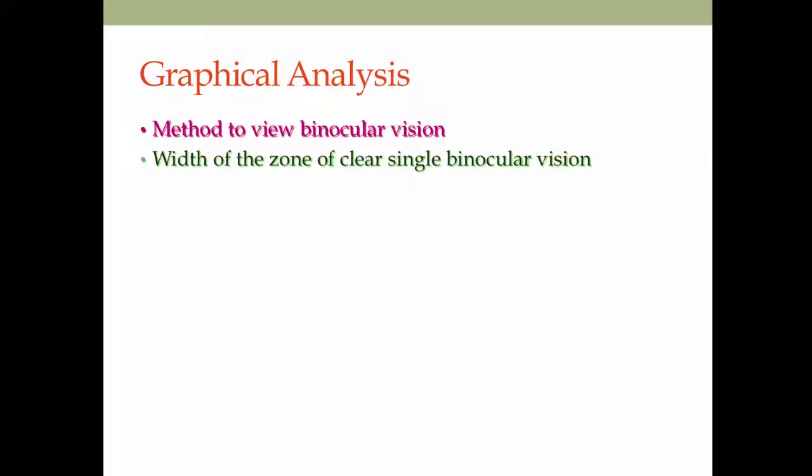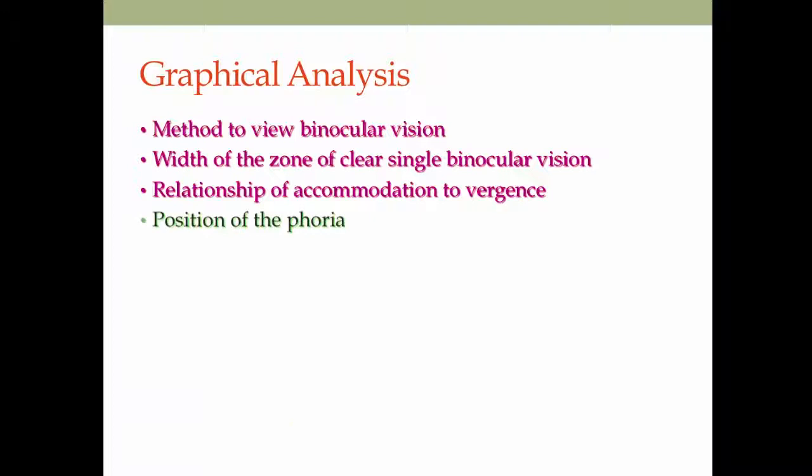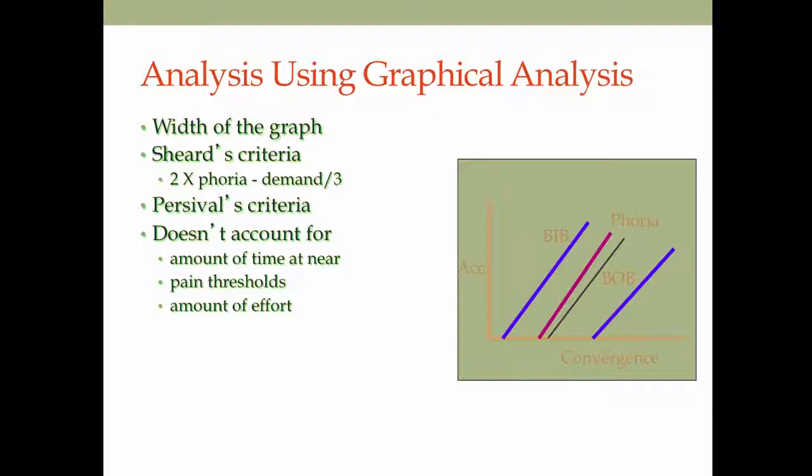Graphical analysis is a method of looking at binocular vision. It takes into account both the width of clear binocular vision, and it also takes in the relationship of accommodative vergence, which is the ACA relationship, and the position of the fovea. Sheard's criterion has been used to determine the amount of prism: 2 times the phoria minus the demand, divided by 3, is the amount of prism that is prescribed. So if a patient has 10 of exo and an opposing vergence of 10 diopters, it would be 2 times 10, or 20, minus 10, which is 10, divided by 3, or 3 diopters of base in prism. And this actually works pretty well.